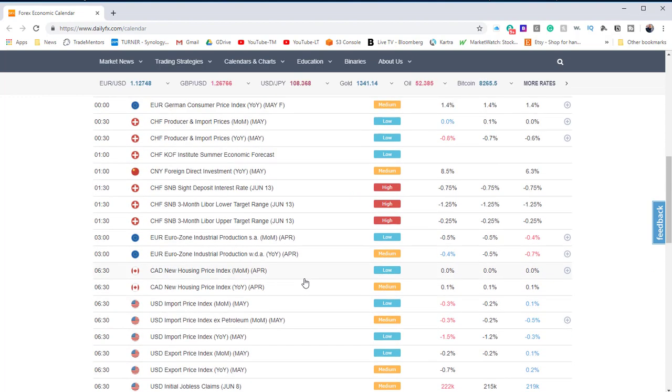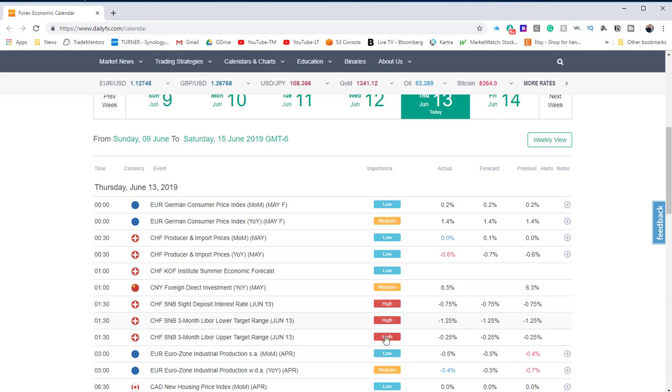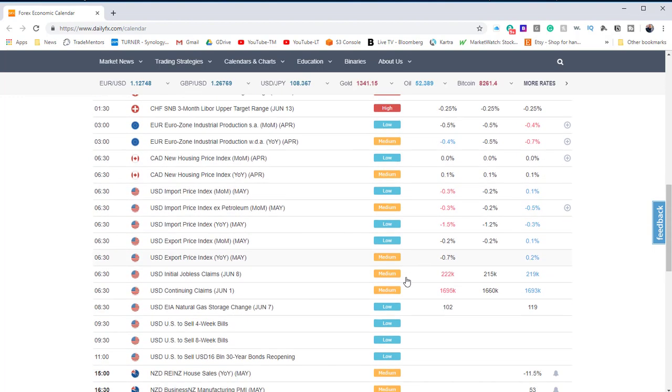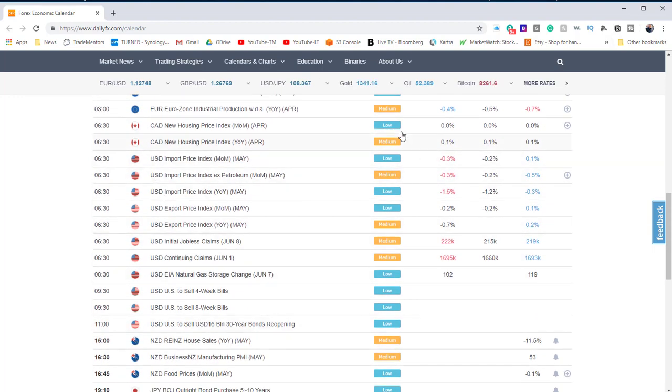So this is today's market. These red highs, these are not for the U.S. These are for the Swiss franc, as you can see. But over here, this is Thursday, June 13th, and you can see that down here, all the U.S. flags in here, and none of them are high. It's just kind of a lackluster day, nothing really important going on.